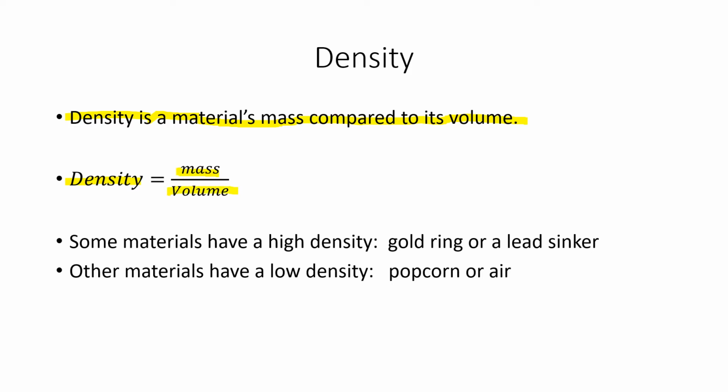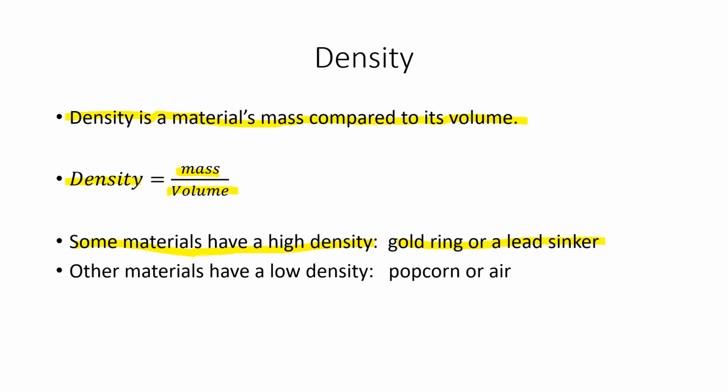Some materials that you're very familiar with have a very, very high density. You can think about something like a gold ring or a lead sinker or a coin. There is a lot of mass to that, a lot of weight, for very little volume.